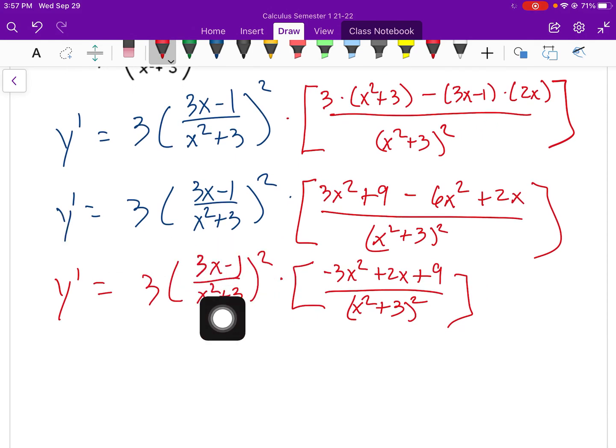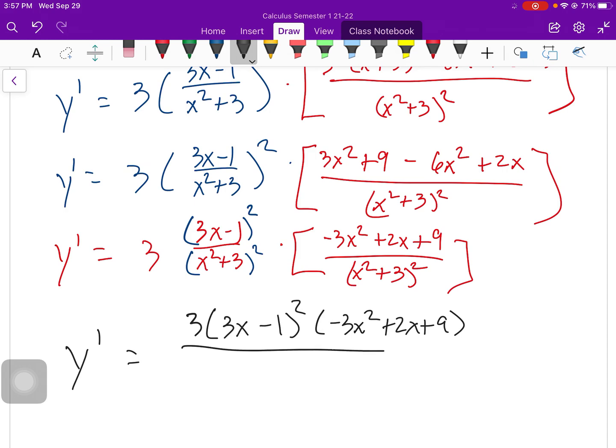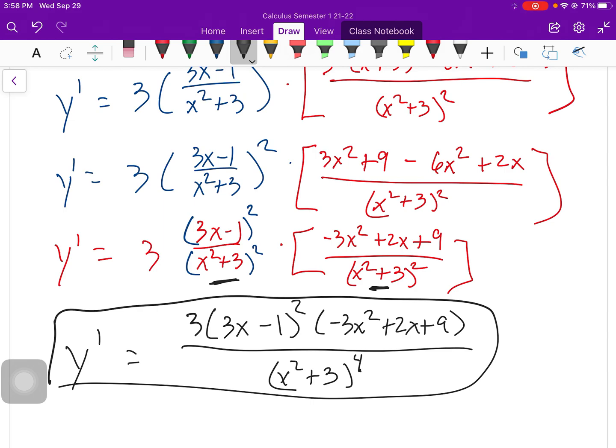Okay, now I'm going to go back and rewrite this with just a couple eraser marks. Okay, there was that whole thing squared. That's the same as this top piece squared and this bottom piece squared. So I could rewrite my final answer to try to make it look a little bit nicer as 3 times 3x minus 1 squared times negative 3x squared plus 2x plus 9 all over x squared plus 3 to the 4th, because I had 2 from right here and 2 from right there. That would be my final answer.